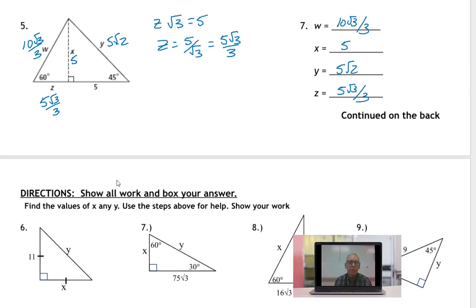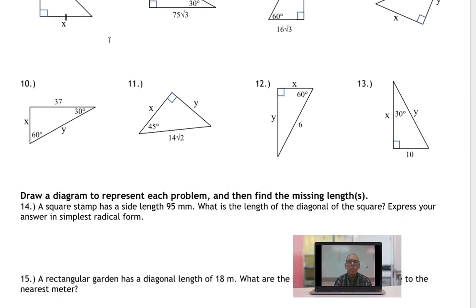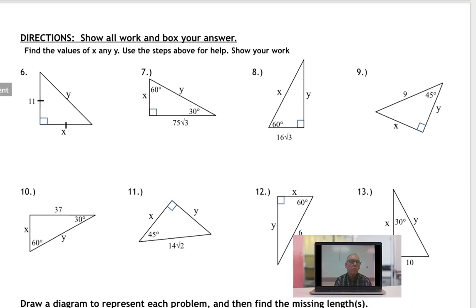Let's go to the next page. Show work and box your answer. So we have an isosceles right triangle. 11 is going to be x. 11 root 2 is going to be y.